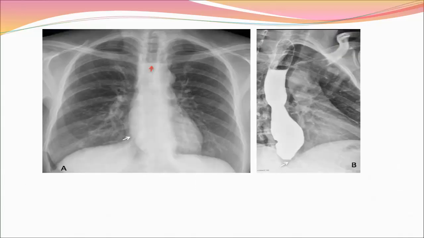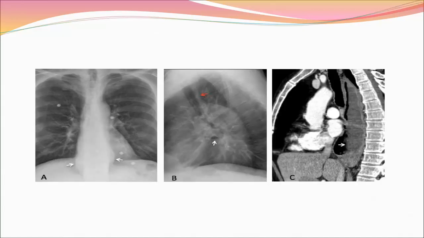PA radiograph shows bulging of the paraesophageal line, white arrow, with a mediastinal air fluid level, red arrow. Esophagogram shows distal esophageal stenosis, B, arrow, with dilatation and air fluid level. Diagnosis: atresia. PA radiograph shows a dilated lower esophagus, white arrows.